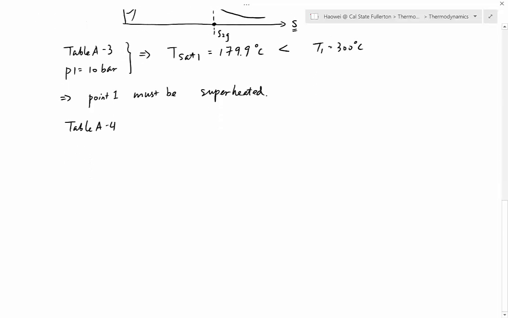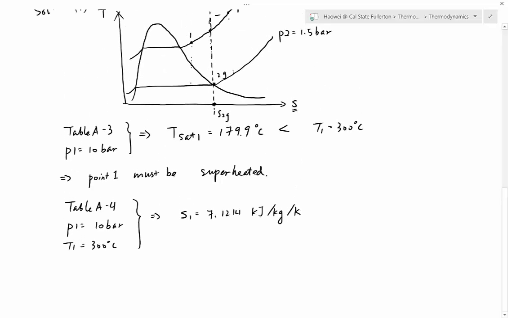In order to use table A4, you have to have two inputs. One of them has to be pressure. So they are P1, which is 10 bar, and a T1, which is 300 Celsius. And from the table, you can easily find entropy. So S1 is equal to 7.1214 kilojoule per kilogram per Kelvin. So now we're done with S1.